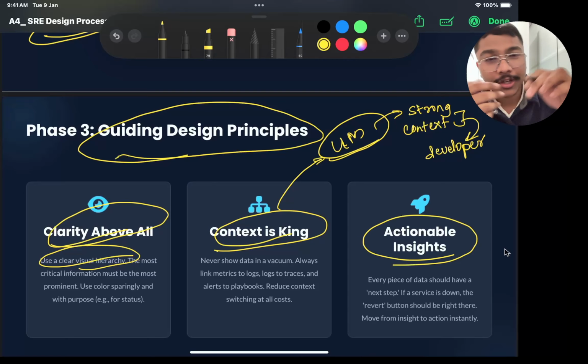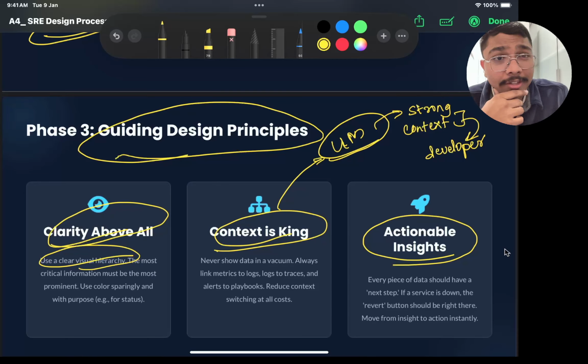So this is the important thing: actionable insights. Okay, my payment service is failing. Why is it failing? Error 404, we don't know why. Is it an actionable insight? No, it's not an actionable insight. An actionable insight is: payment service is failing. Why? Because the auth service is failing. Okay, from this insight I am going to check the auth service. This is the context, and this is the actionable insight.